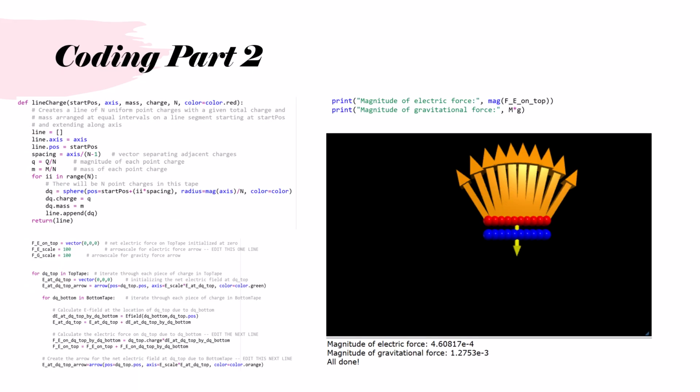In part 2 of the computational model, the pieces of tape were modeled as line charges, so I used the final charge from part 1 of the computational model as the starting charge, and then each piece of tape is separated into 10 point charges. In the image on the right, you can see the electric field from each of the point charges of tape A, those are the orange arrows, and then the electric force and gravitational force magnitudes are stated at the bottom.